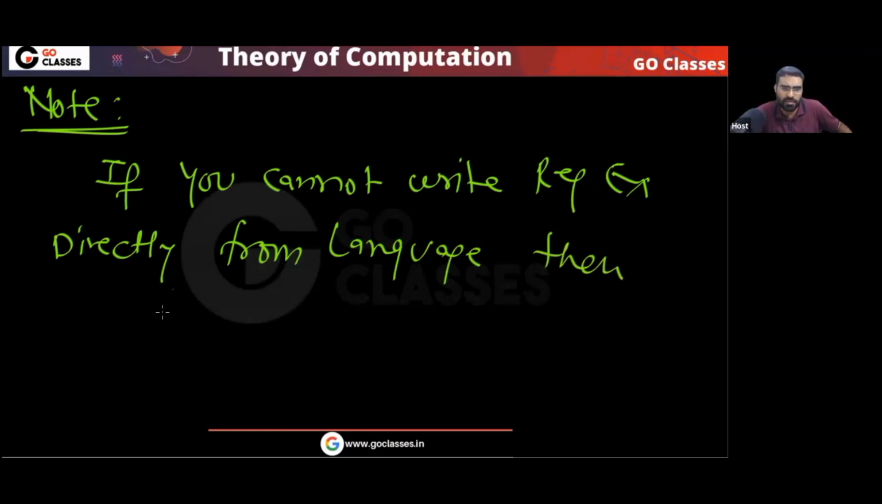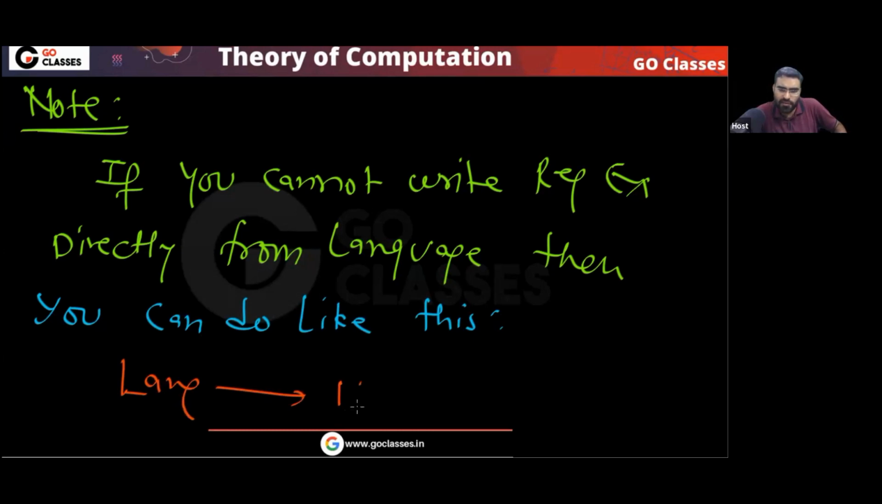Then what you can do? Then you can do like this. Okay, then you can do like this. So what you can do? From the language, you can create an NFA, finite automata, and then you can convert it into a regular expression. So this is what you can do. Okay, this is what I'm saying.